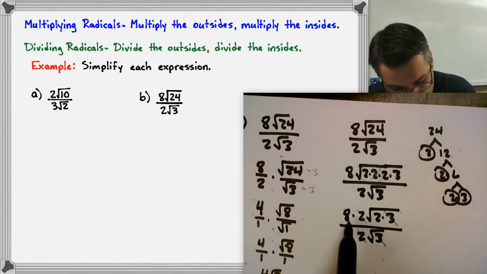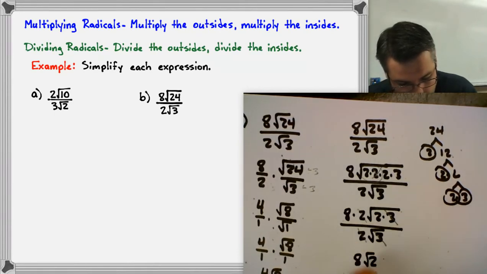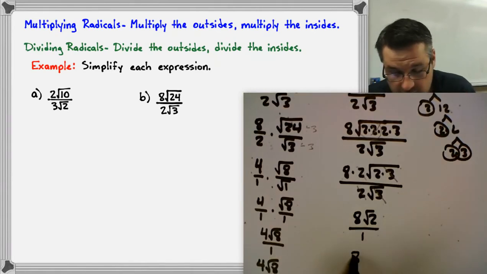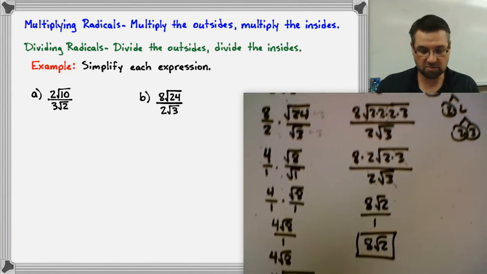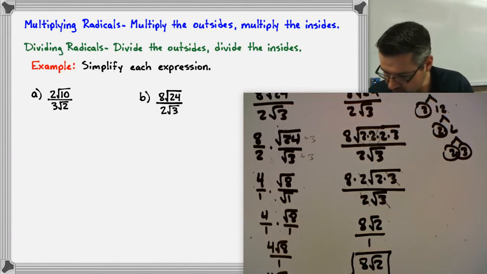And so we end up with, on top, 8 radical 2. And on the bottom, all those numbers reduce, so really it would just be over 1. And so our final answer is 8 radical 2. And so that was the same as before. It's just a little bit smaller steps. If you feel more comfortable with that, that's fine.